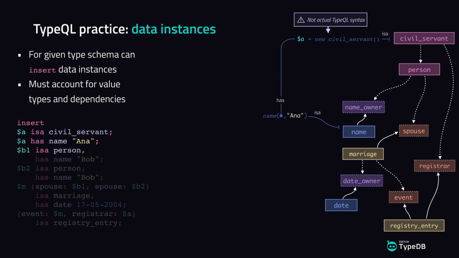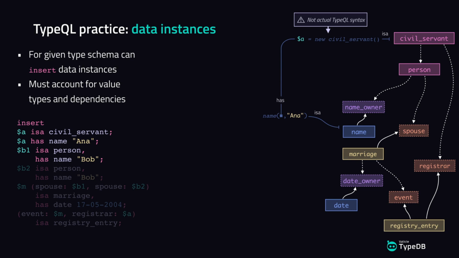The next lines are pretty similar to the first two lines. So in this case, we are creating a new person object. $b is a person. And in fact, here you see the comma syntax of TypeQL in action. If you have two statements with the same subject, then you can contract them with a comma. So really the full statement here would read $b1 is a person, $b1 has name Bob, but we're contracting it into $b1 is a person, has name Bob.